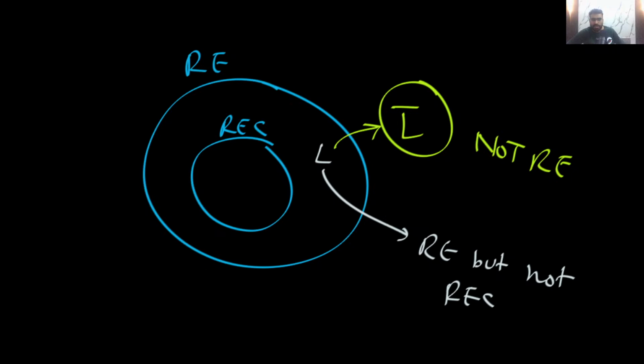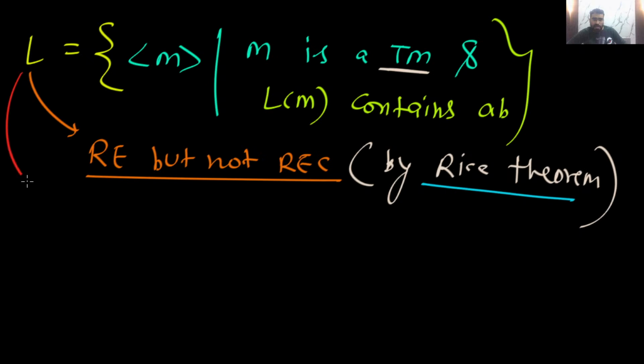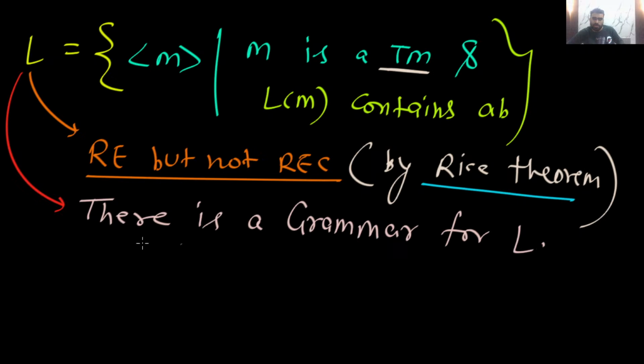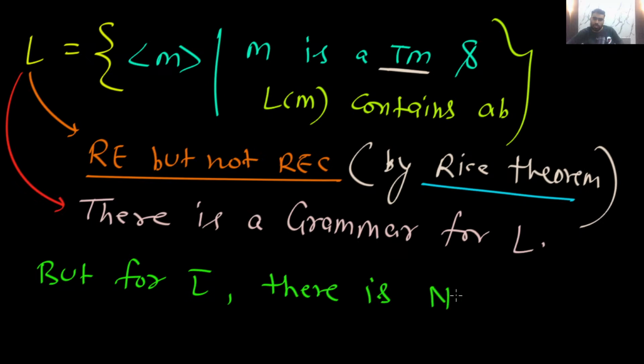Is this clear? You can easily see this language is RE but not REC, means for this language there is a grammar, a type 0 grammar, and there is a Turing machine for L. But for L complement there is no Turing machine, because L complement is not RE.